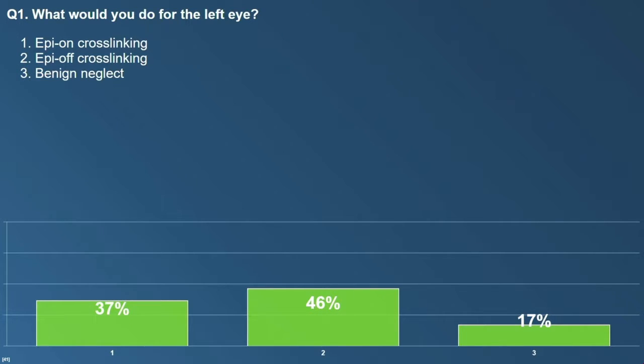Okay, so we have a split decision. Most of you voting for epi-off crosslinking. It worked so well the first time, why not do it again? Some people voted for epi-on, and then benign neglect came in third. So let's see what we did.